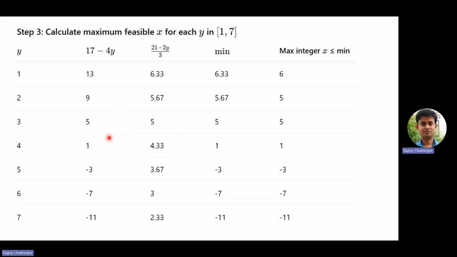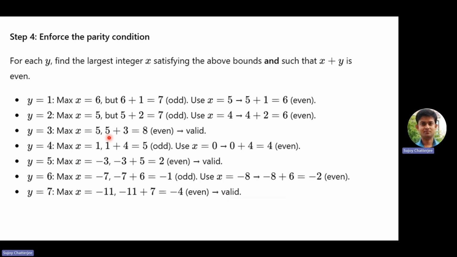Y is equal to 3. So it is 5. So 5 plus 3 is 8. When y is equal to 3, maximum of x is 5 and 5 plus 3 is 8, which is even. So this is a valid entry.